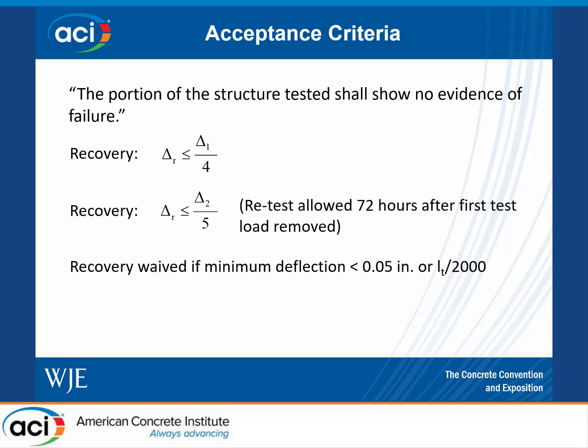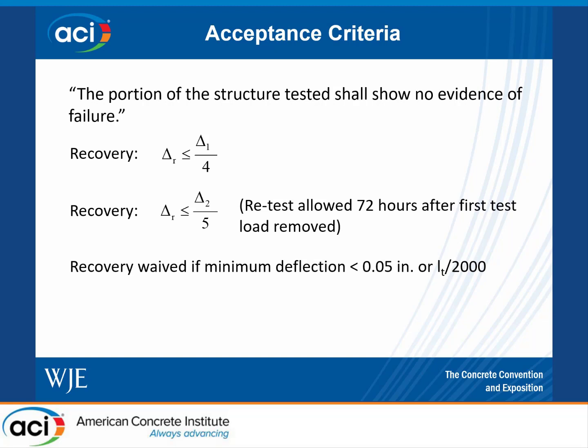Here are the acceptance criteria. Again, the portion of the structure tested shall show no evidence of failure. The primary criterion is the recovery being less than 25% of the maximum measured deflection obtained during the test at full load. You can also repeat the test, and there's a slightly different recovery criterion if you repeat the test 72 hours later. And the recovery or rebound requirement is waived if the maximum deflection is less than the values indicated here. The purpose of that is to avoid penalizing a stiff structure during the performance of the test.